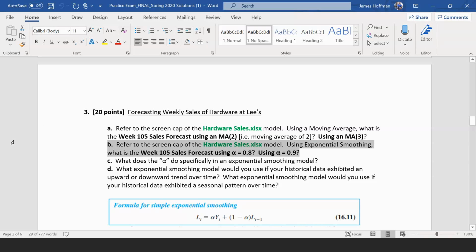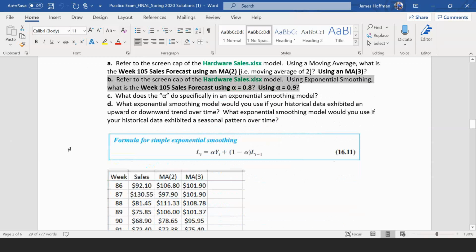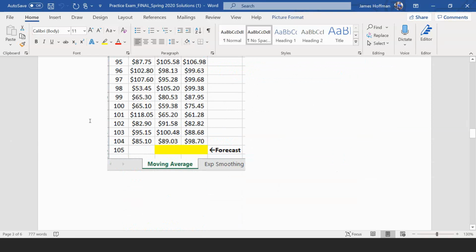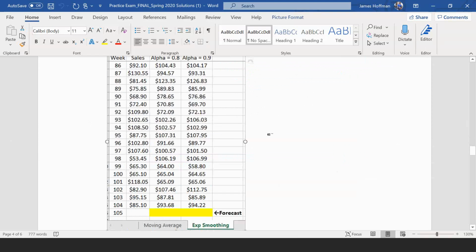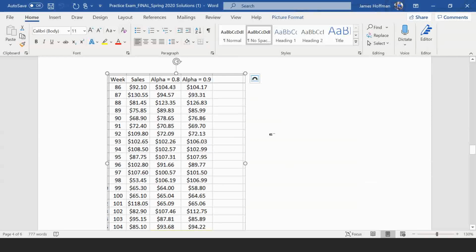All right, so part B is to look at the exponential smoothing screen cap, and then get the week 105 sales forecast using an alpha equals 0.8, and then also using an alpha of 0.9. There's the general formula for exponential smoothing: it's just alpha times the last piece of data plus 1 minus alpha times the last forecast. Okay, so there's your screen cap for the exponential smoothing.